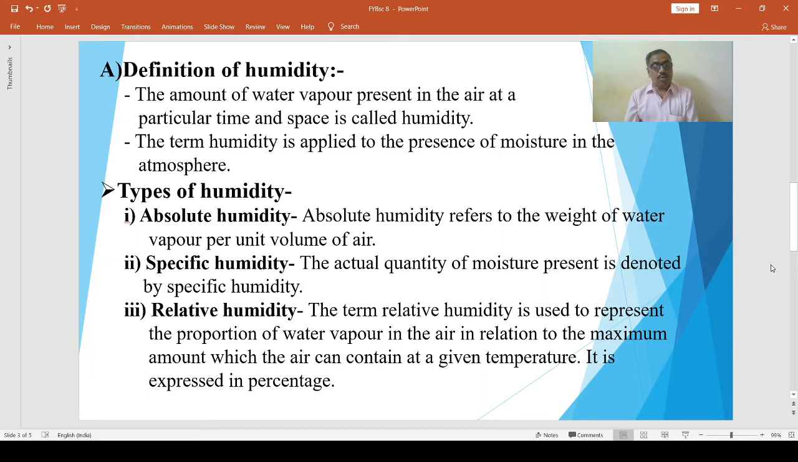Now we have to discuss absolute humidity. Absolute humidity refers to the weight of water vapor per unit volume of air. The actual amount of moisture present in the atmosphere at any time is called absolute humidity. The absolute humidity is expressed in grams per cubic meter. A mass of air of a given temperature and pressure can hold vapor up to a certain limited amount. When this limit is reached, the air is said to be saturated.